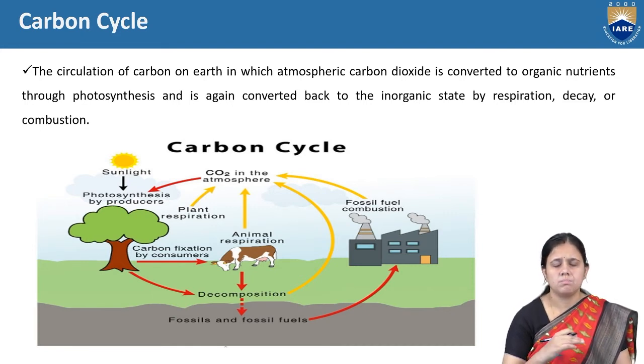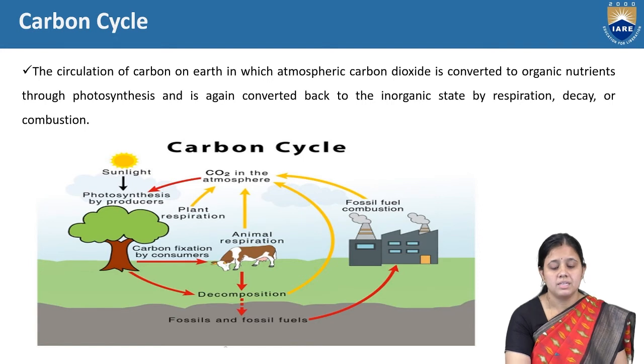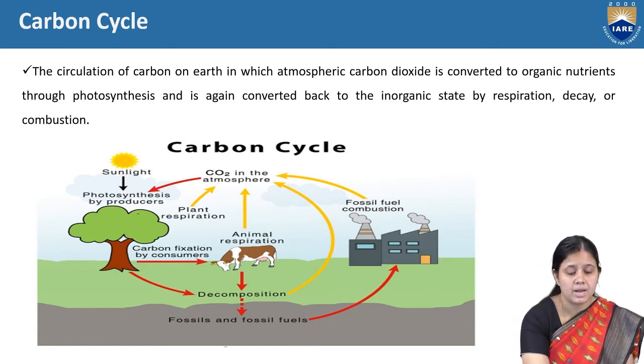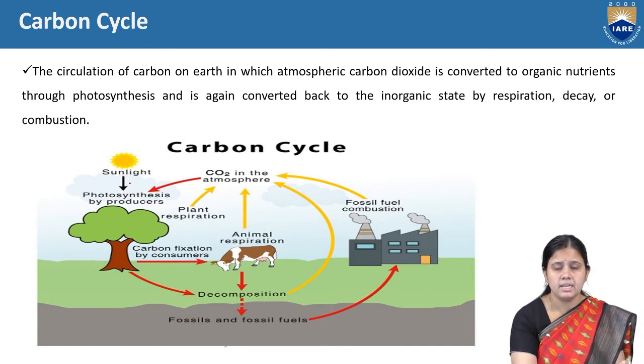It is nothing but just like a water cycle. It is the movement of carbon inside the Earth's atmosphere. This is the main carbon cycle. So the plant is using sunlight. Here again, sunlight is playing the main role for the carbon cycle.